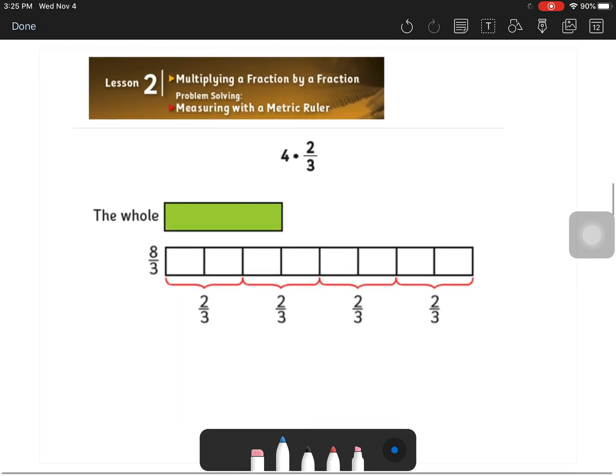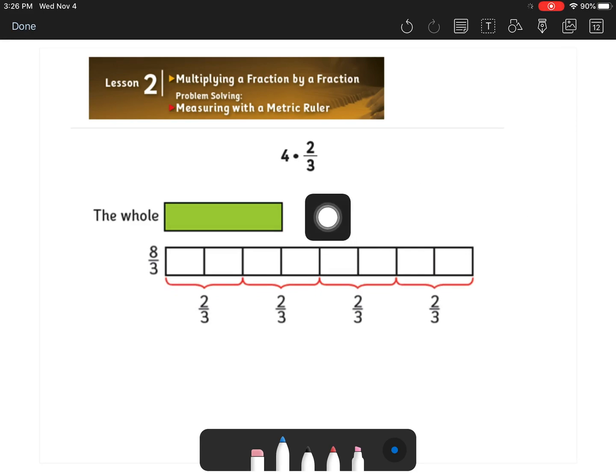Okay, what we're going to work on here is we're going to multiply a fraction by a fraction. They're going to have us take a look at it visually, but I'm going to show you more the arithmetic way of doing it as well. And then trying to put it in simplest, lowest terms or simplest form as well.